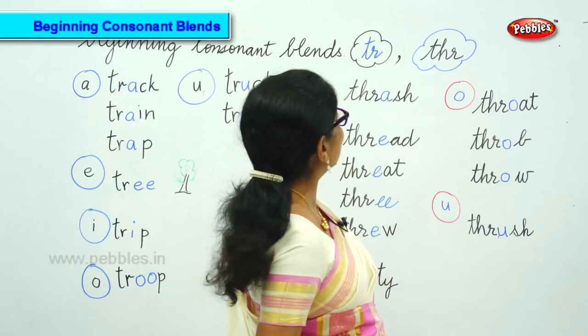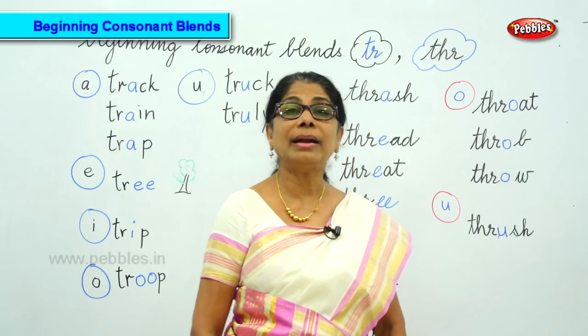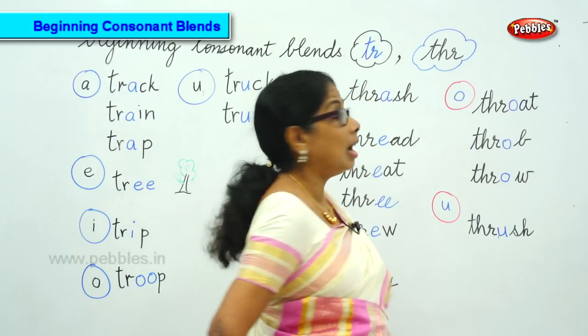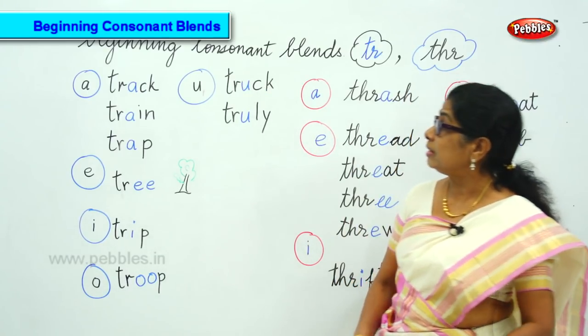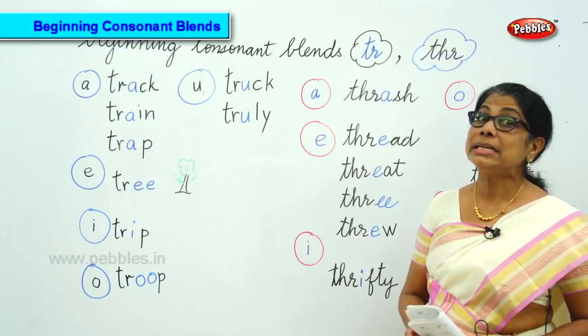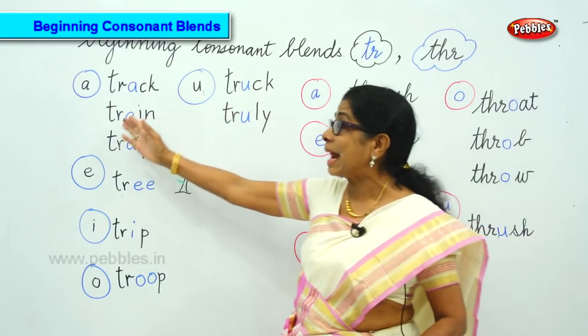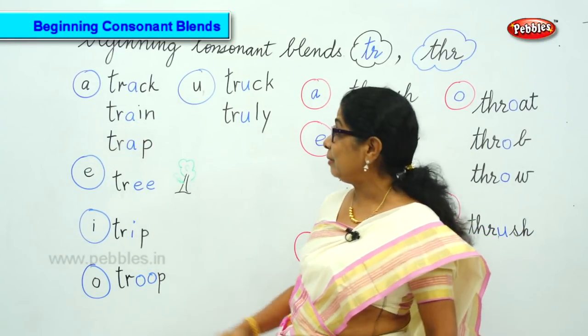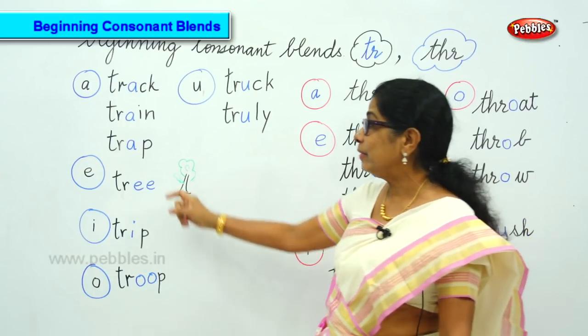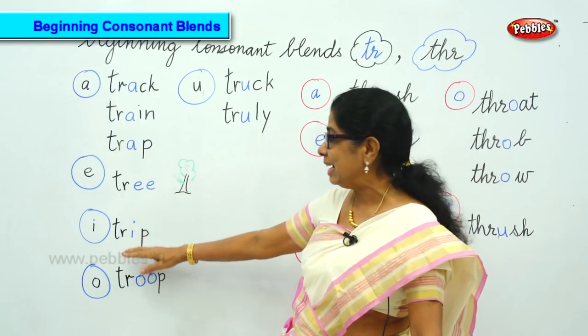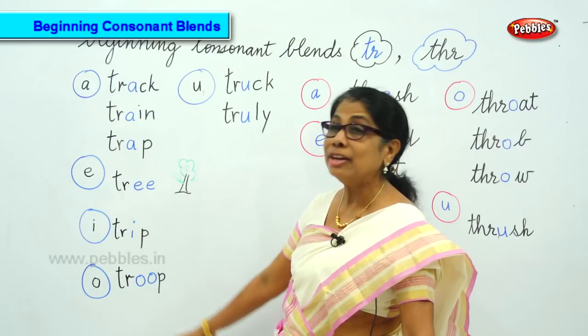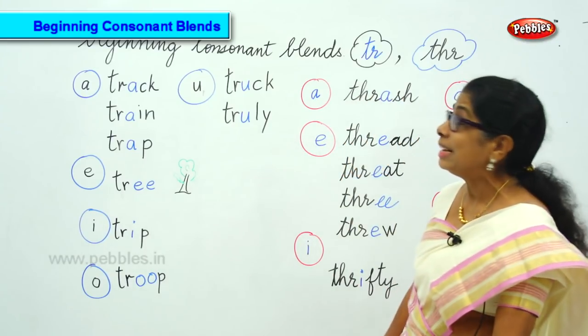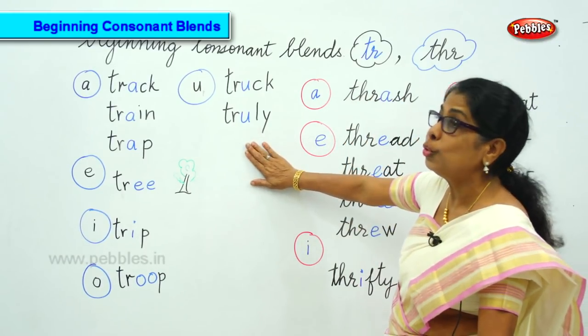So we have done two blends together here, T-R and T-H-R. So we have T-R, the tr blend. You have track, train, trap. We have tree, trip, and troop. Then you have truck and truly.